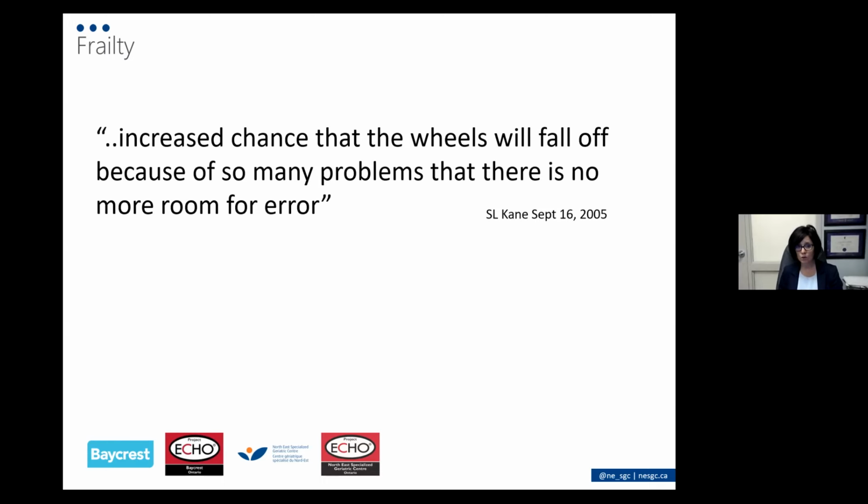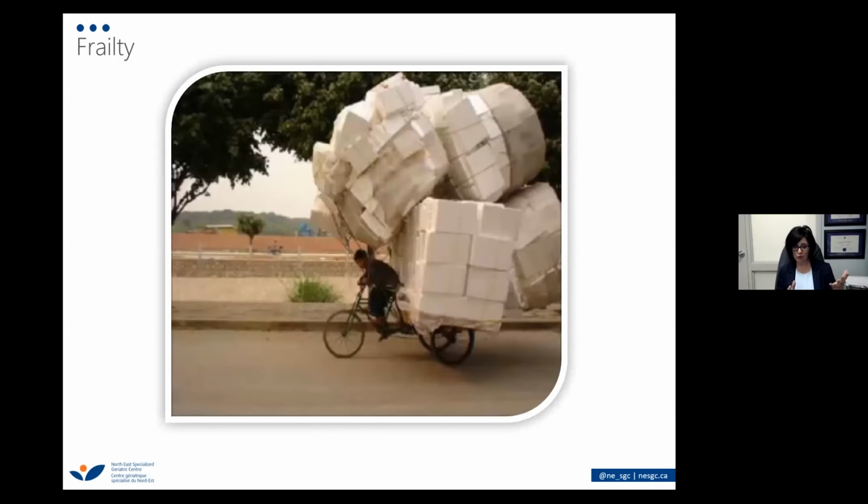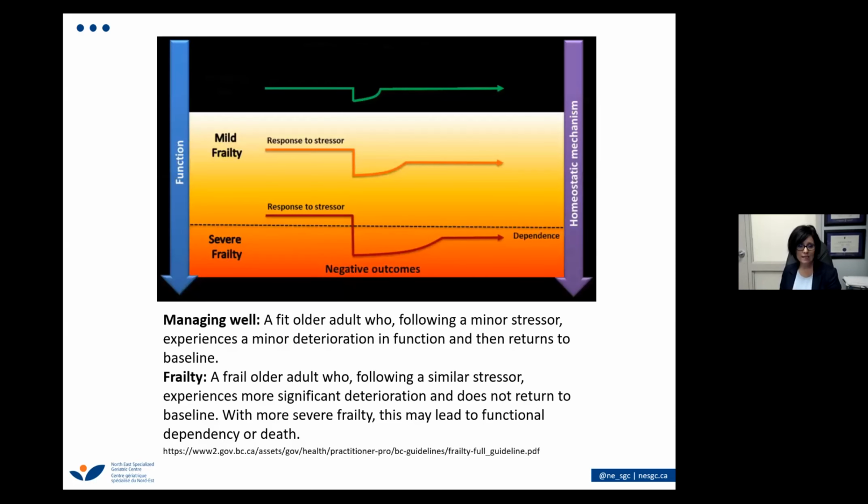More generally, it's really the chance that the wheels are going to fall off because now there's so many problems, there's just no more room for error. That is the other way to kind of think of it. So this person is also kind of a nice indication of what frailty is. This person is managing in a day-to-day environment, actually performing a rather heroic feat. But a lot of things stacked against him, so to say, such that even a rock on the road, a bird landing, a gust of wind is going to just result in calamity, which is what we often see with our patients.